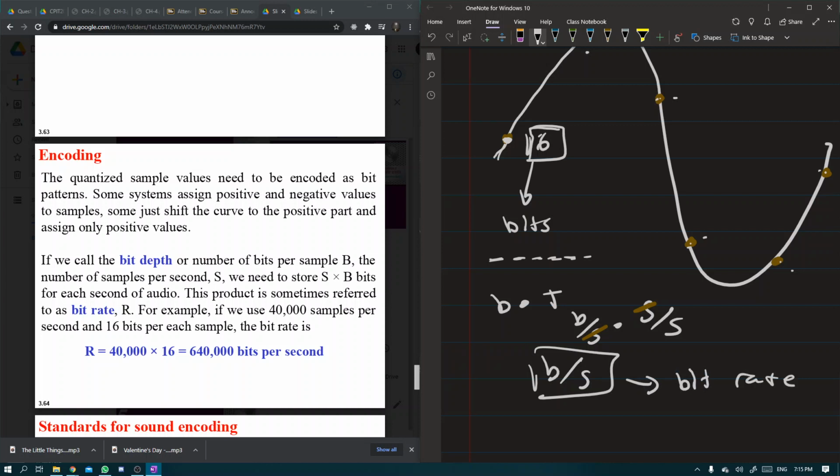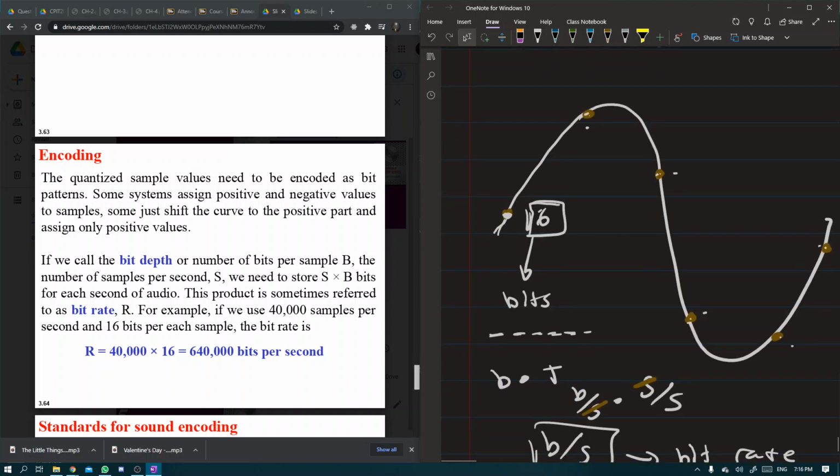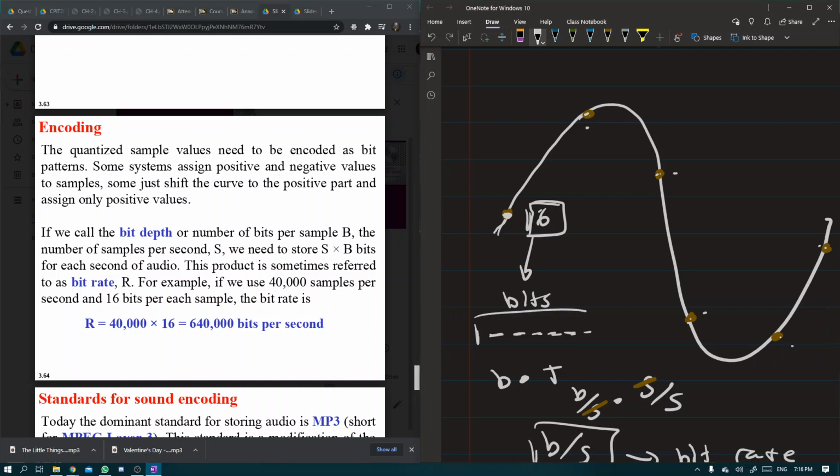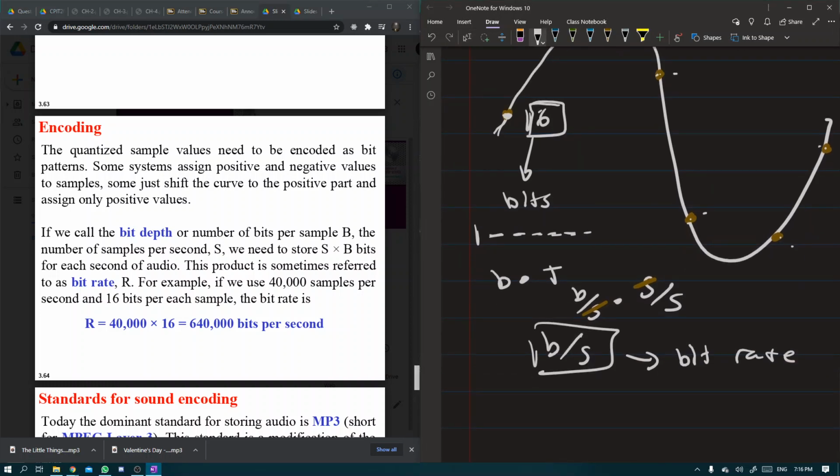So we take a certain amount of samples every second, samples per second, and that is the frequency. Then we multiply the frequency with the number of bits that each sample stores. Then we multiply it together, and we get the bit rate.